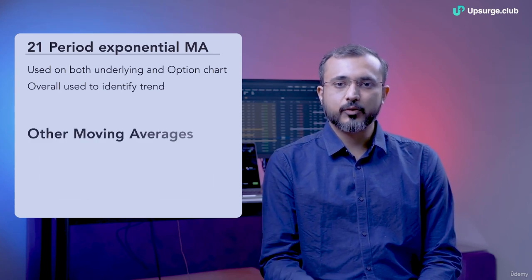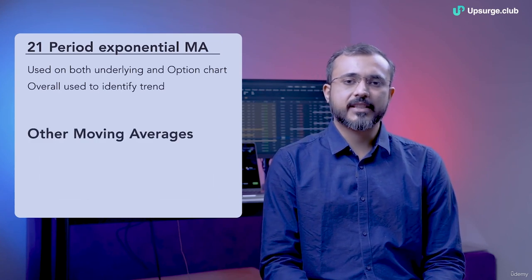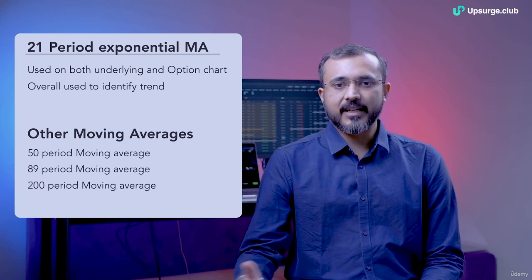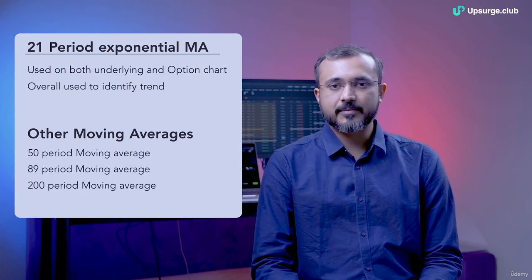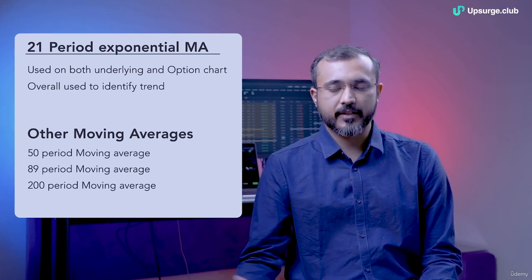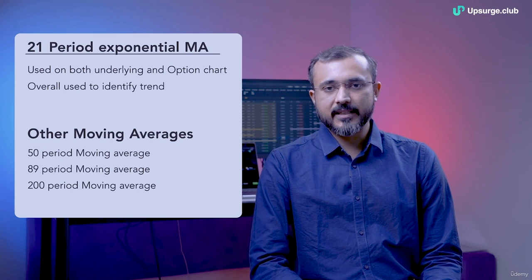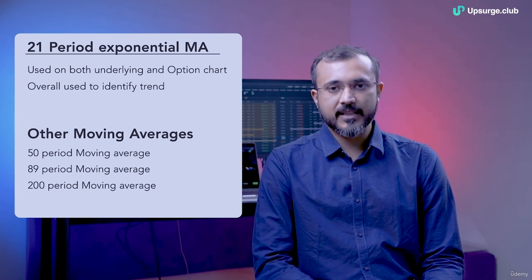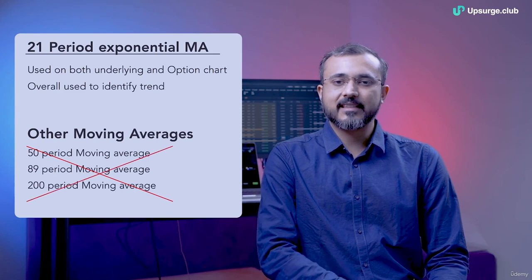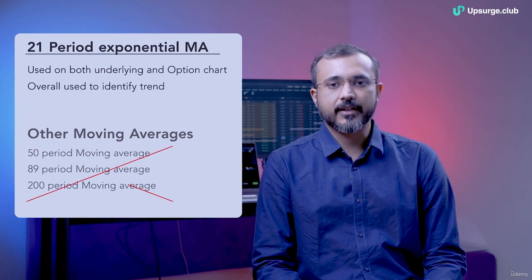There are other moving averages that can be used, which are 50 period, 89 period, 200 period. Options can be traded for a weekly expiry, for a monthly expiry, or for intraday. They cannot be traded for a very long period of time. So the 50 period exponential moving average, 89 period exponential moving average, and 200 period exponential moving average make lesser sense for an option trader. For option trading, we need price to move fast. We have to be more reactive to price.